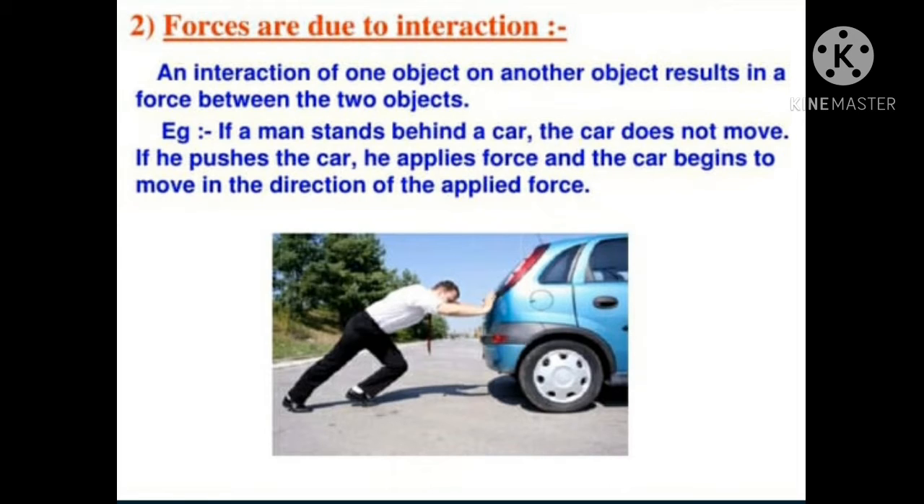For example, if a man stands behind a car, the car does not move. If he pushes the car, he applies force and the car begins to move in the direction of the applied force. So we can say the interaction of the man and the car led to this result. Interaction of one object on another object results in a force between the two objects. Now the force is applied on the car by the man.